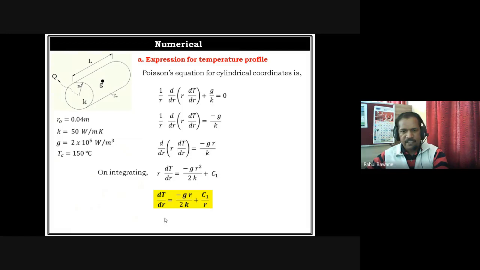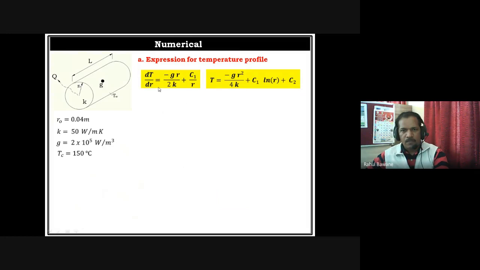Now on integrating, we get the temperature profile equation. When we integrate this, d by dr gets cancelled again and we get temperature T equals minus G r square upon 4K plus C1 times ln of r plus C2. This is our temperature profile, but generalized in terms of constants of integration C1 and C2. Now we have these two equations, dT by dr and temperature. So we will find out the values of C1 and C2, then we will reach our temperature profile equation according to the statement.